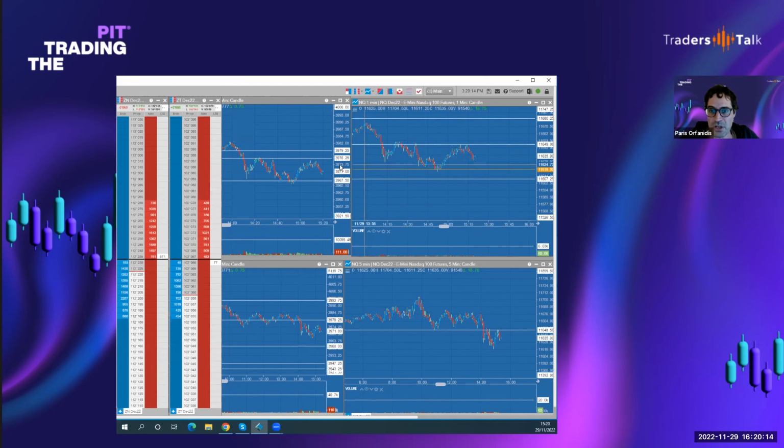I don't trade from this PC. I have another PC with the same workstation above me, so you can see the chart. I can show you the levels here in the charts, and I trade above me with the ladders.